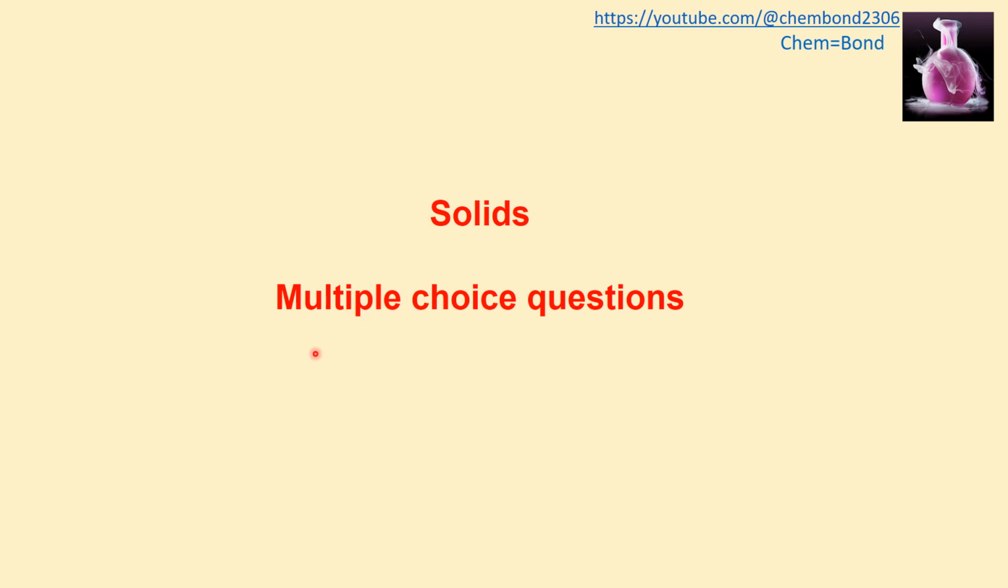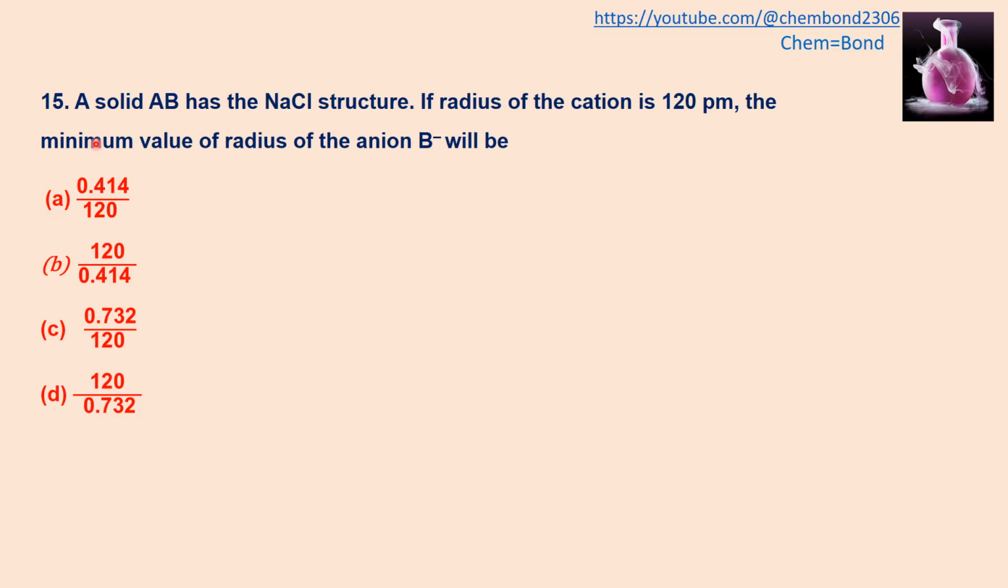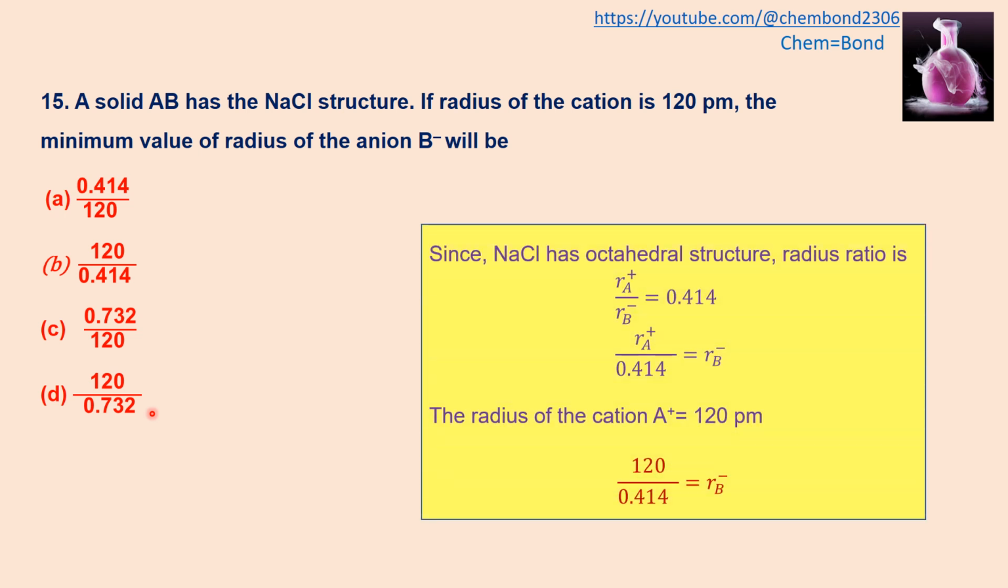In part 2 of the video, we will further continue the multiple choice questions from the solid chapter. A solid AB has sodium chloride structure. If the radius of the cation is 120 picometer, the minimum value for the radius of the anion will be. There are 4 options given. So we will solve it.